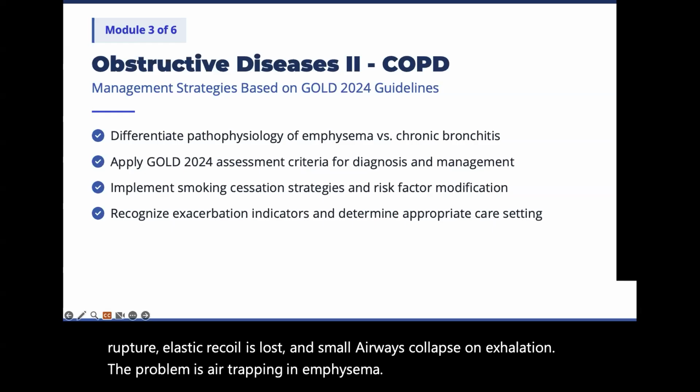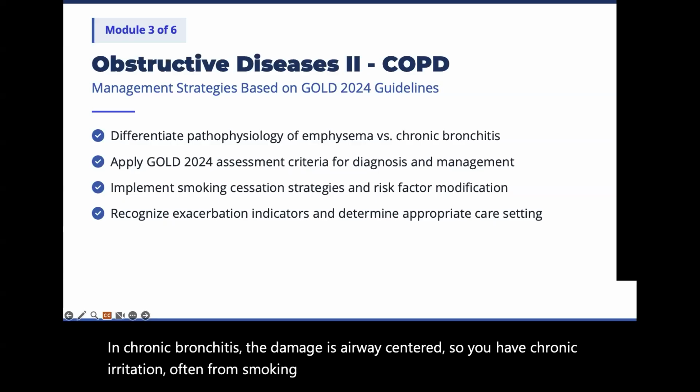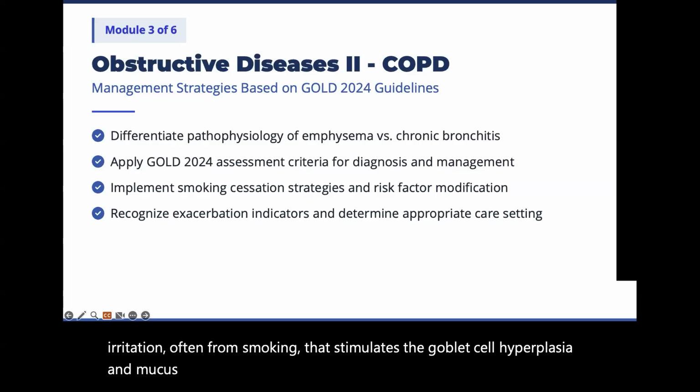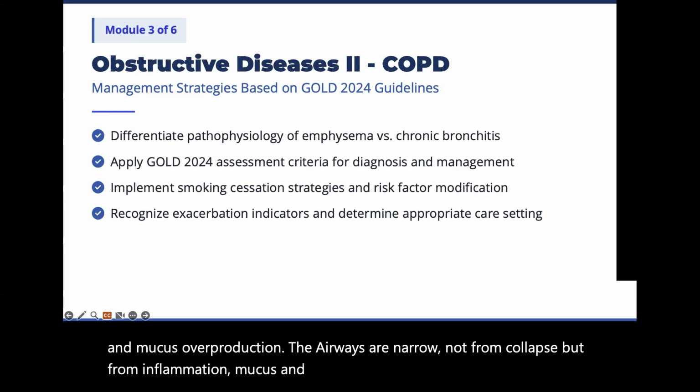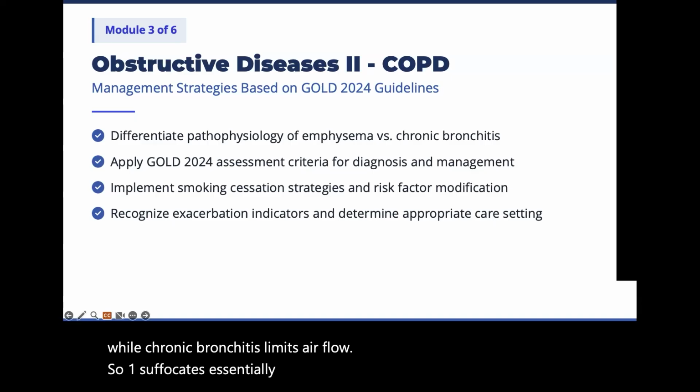In chronic bronchitis, the damage is airway centered. So you have chronic irritation, often from smoking. That stimulates the goblet cell hyperplasia and mucus overproduction. The airways are narrow, not from collapse, but from inflammation, mucus, and fibrosis. So emphysema limits gas exchange, while chronic bronchitis limits air flow. So one suffocates essentially from within, and the other clogs from without.